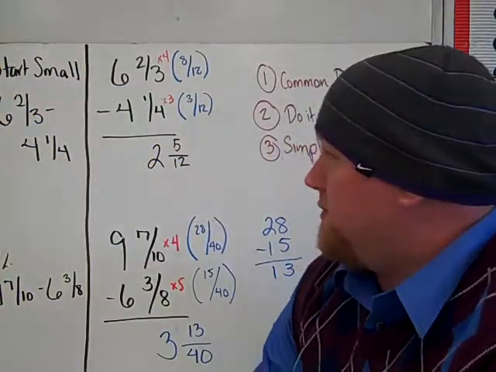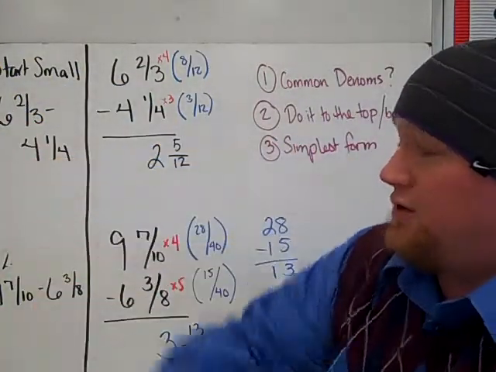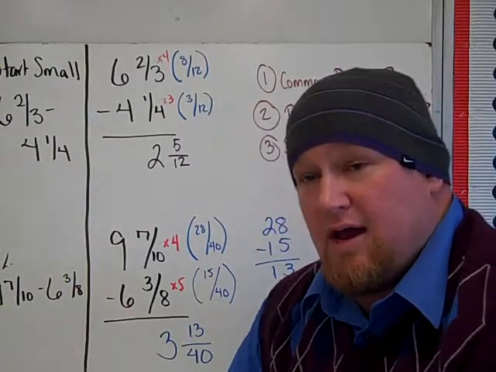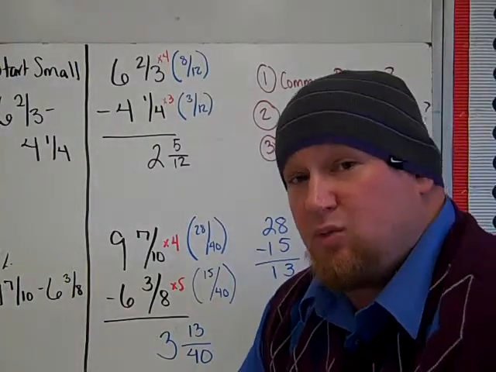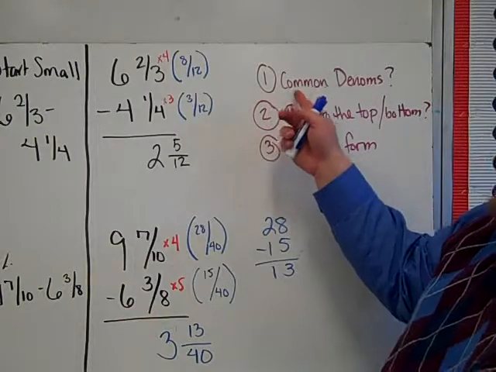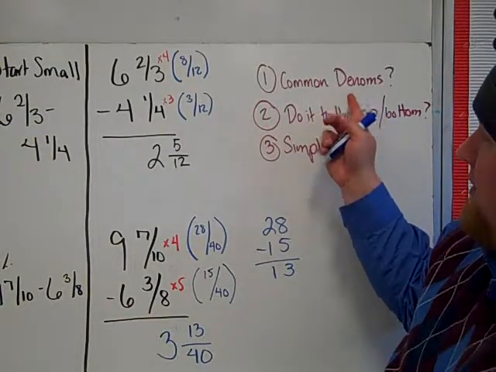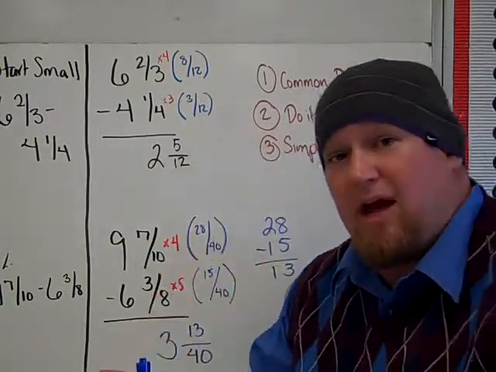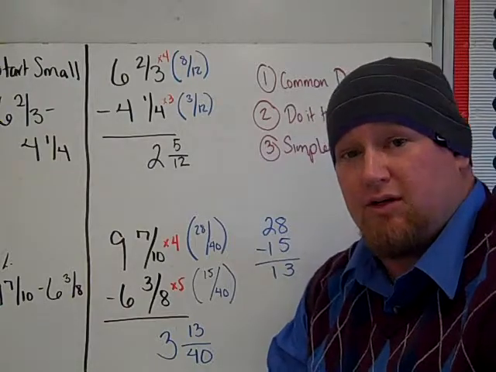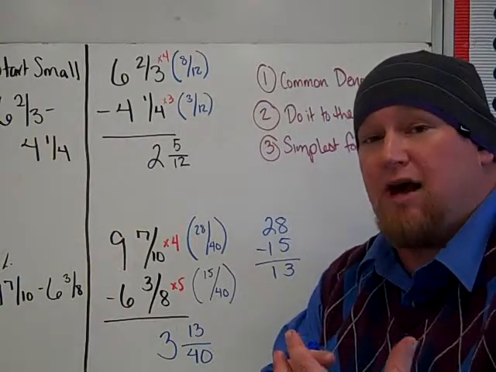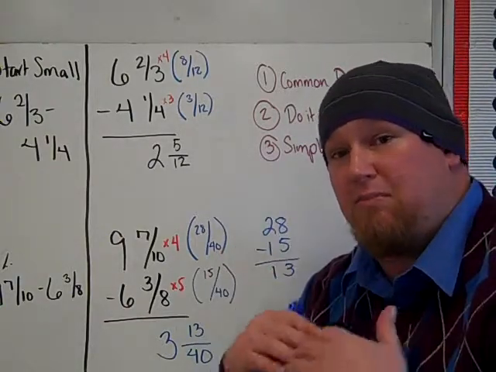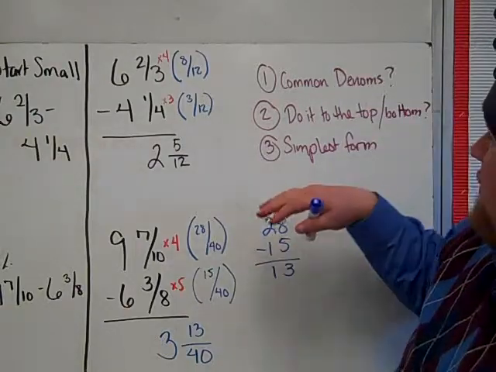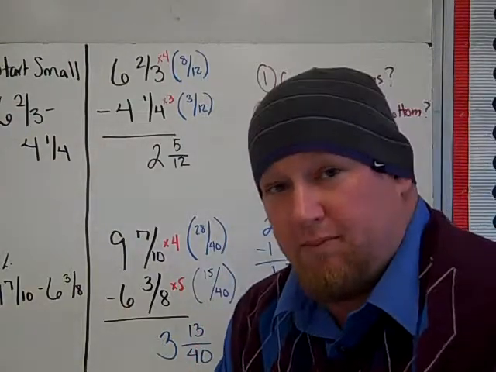But today let's start small. Let's go with 6 2/3 minus 4 1/4. Now, the 3 things we've been checking for: 1, our common denominator is the same. 2, if I do it to the bottom, I do it to the top, and vice versa, okay? You have to multiply the numerator and the denominator by the same value. And 3, is this in simplest form?